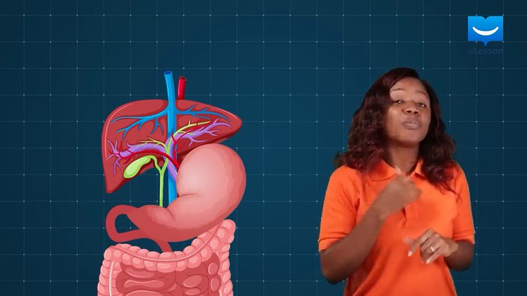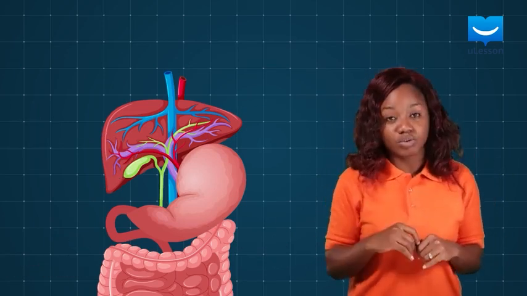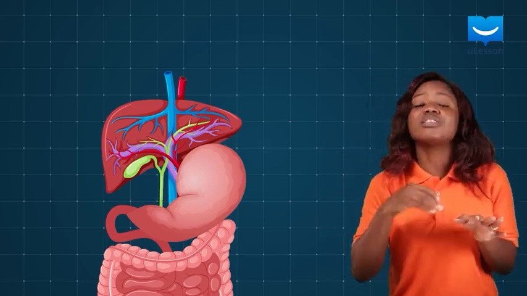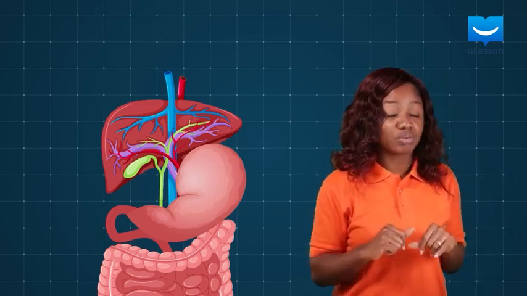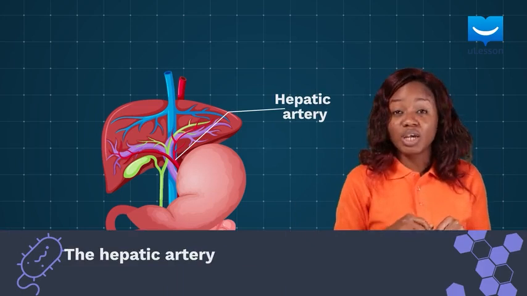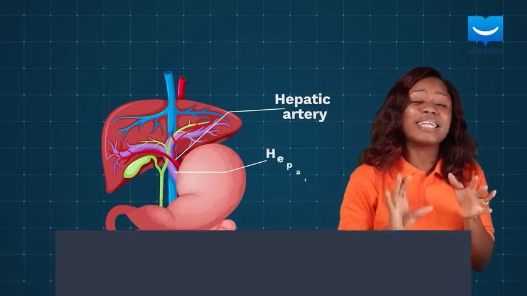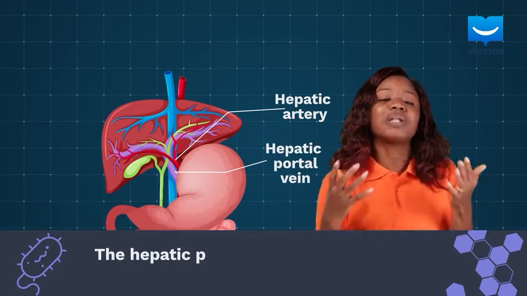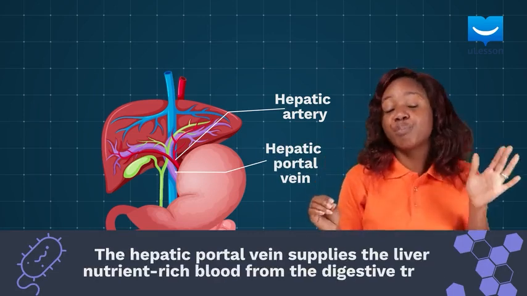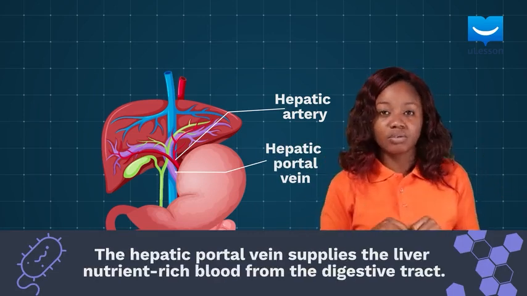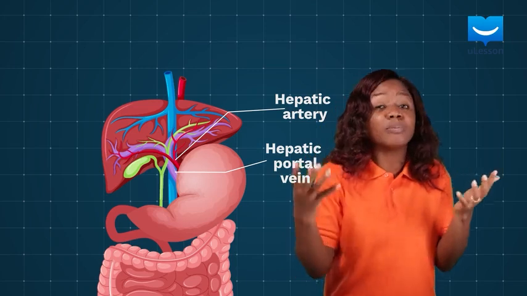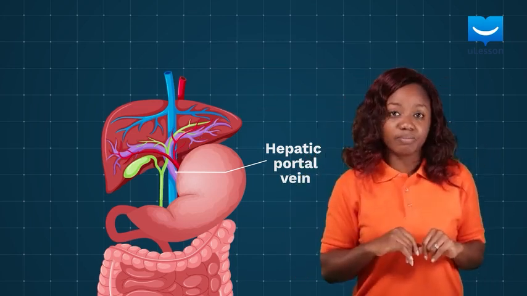The liver is supplied by several blood vessels. Notably, the liver is supplied by two distinct blood vessels, the hepatic artery, which supplies the liver oxygenated blood from the heart, and the hepatic portal vein, which supplies the liver with nutrient-rich blood from the digestive tract. So the liver holds substantial amounts of blood at any given time.